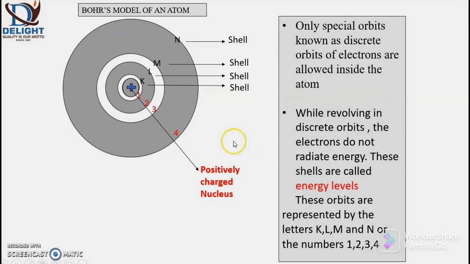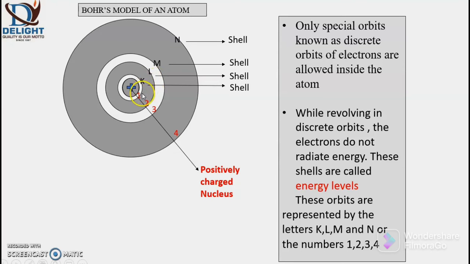Now, while revolving in these discrete orbits, the electrons do not radiate energy. So if the electron is here in this first shell, while revolving around the nucleus, it will not radiate energy. That is, it will not lose energy. It will radiate energy only when this atom absorbs energy and the electron that is inside is excited, it gains energy, and then from this first shell it jumps to the next shell because it has absorbed energy.